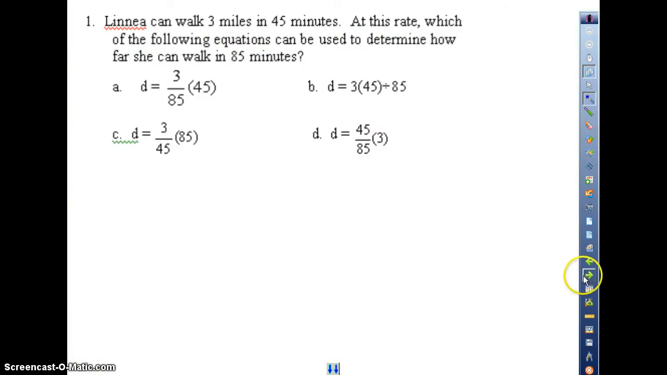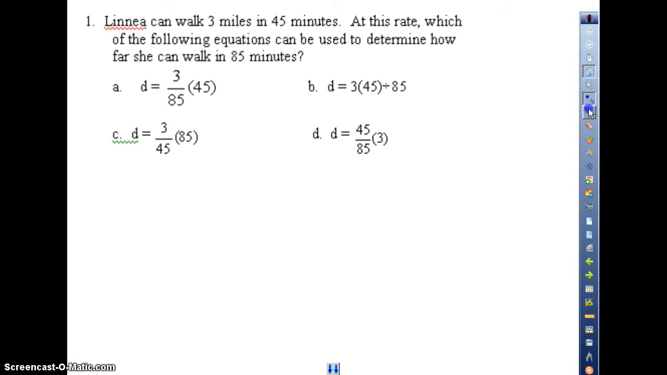Here's the first question. It says Linnea can walk 3 miles in 45 minutes. At this rate, which of the following equations can be used to determine how far she can walk in 85 minutes? I'm sure by the time you're in the 8th grade, you guys have figured out the old tax tests and the new STAR tests, and you're even seeing it on your unit tests. Sometimes they don't want to know what the answer is. They want to know, how did you get the answer? Which one of these equations would you use to get the answer?